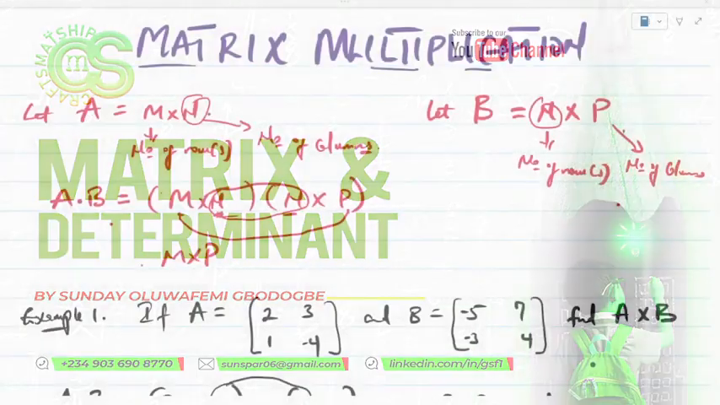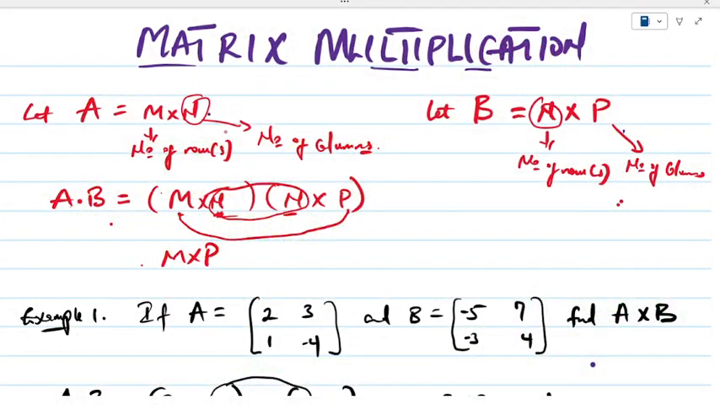Times B. So, matrix multiplication. First of all, you need to consider the order of the matrices. A is given as an M times N matrix and matrix B as an N times P matrix. The multiplication is only possible if the number of columns of the first matrix is the same as the number of rows of the second. Then the result will have the number of rows of A and the number of columns of B, which is M times P.